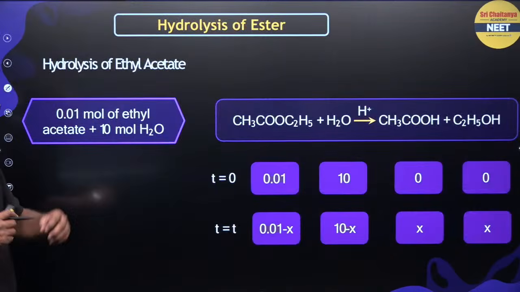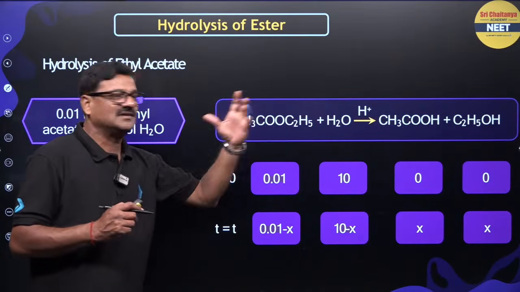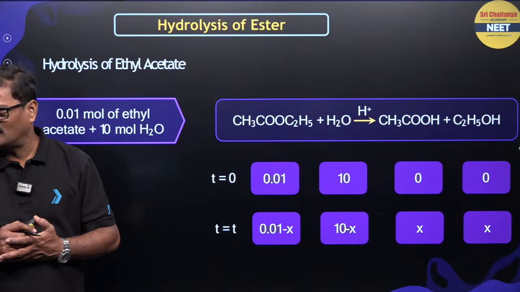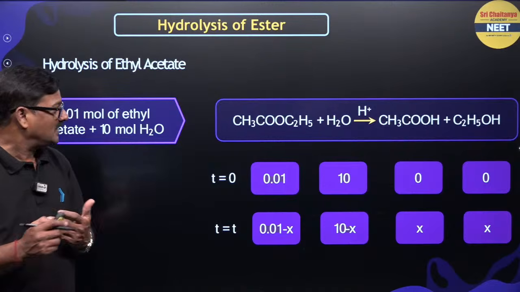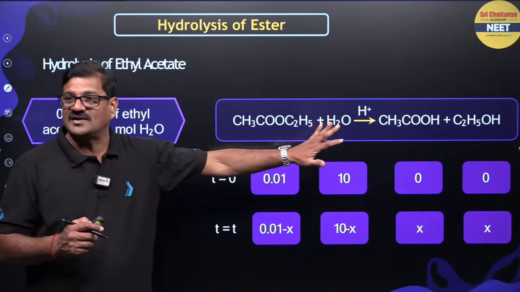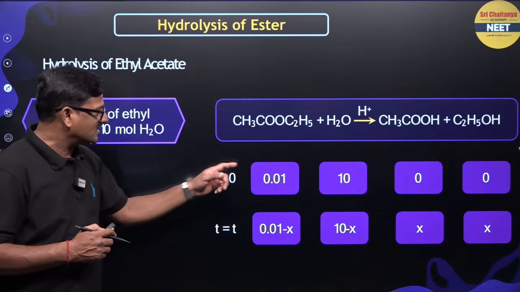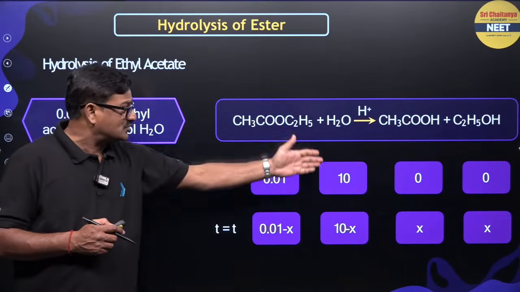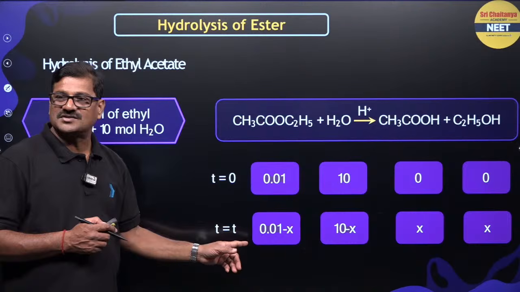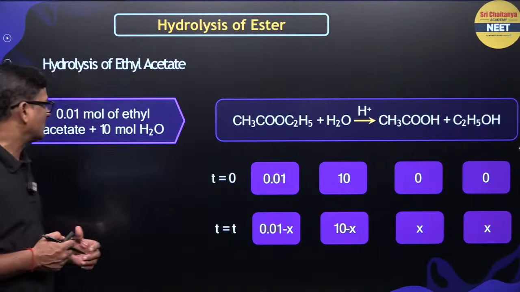And you can see an example for this. Ester, when it is reacted with water. So hydrolysis of an ester. Ester on acidic hydrolysis gives rise to alcohol and an acid. So the initial ester is 0.01 and excess H2O is taken, and at the time T, the ester concentration will be 0.01 minus X, and the water concentration will be 10 minus X.